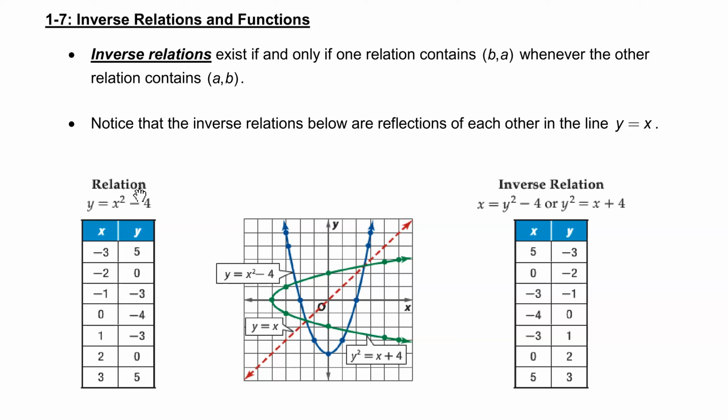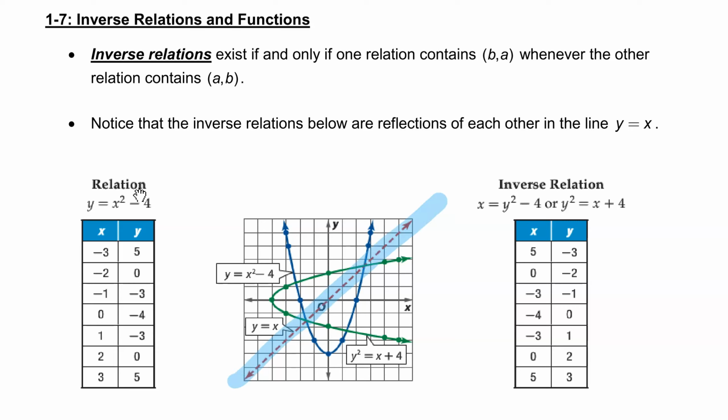All right, inverse relations and functions. Inverse relations exist if and only if one relation contains b comma a whenever the other contains a comma b. So, a couple things from Algebra 2. Inverse functions, literally you take a function and you mirror it, reflect it not across the x-axis or y-axis, but across the line y equals x. That's what this is showing right here, the line y equals x.